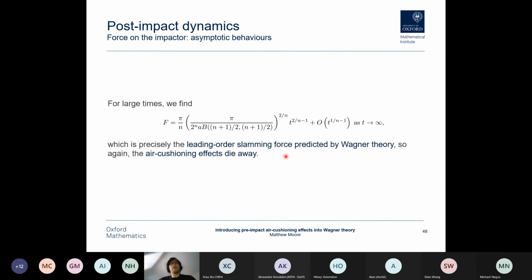Okay, cool. So if I then go to the other end of the spectrum and look for large T, I get exactly the same predictions as I had for the effective contact set, in the sense that we are going to converge back to the Wagner solution. So early on, the force is going to be reduced, but then as time increases, we're going to converge to the problem that Wagner wrote down years ago.